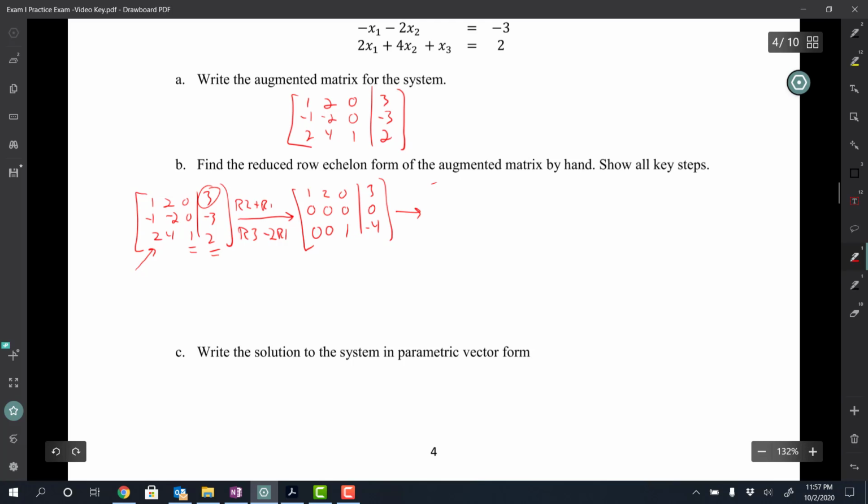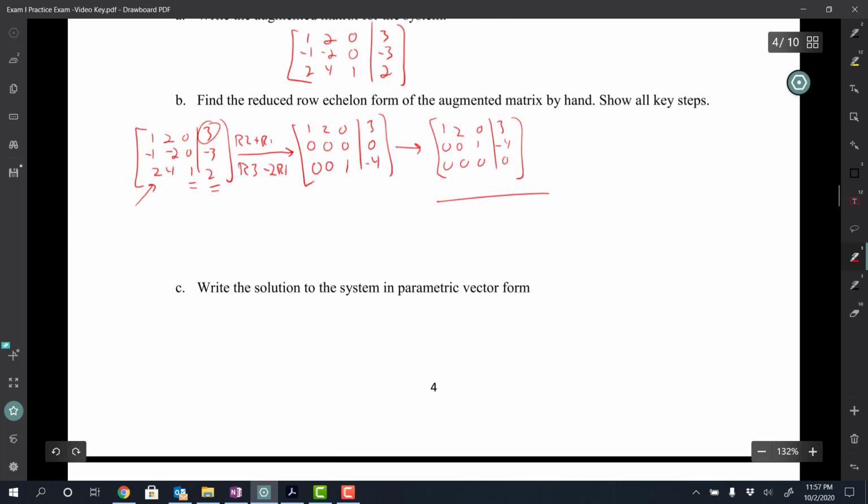From here, all I have to do is swap rows 1 and 3 to get this result, and this will be in RREF. So that is my row-reduced form of the matrix. Next, I have to write my solutions to the system in parametric vector form. So I write out the equation associated with each row, and this first row is going to be x1. I'm going to go ahead and subtract that 2x2 to the other side all in one step. So this will be x1 is equal to 3 minus 2x2. x2 is going to be my free variable because there is no pivot in the second column.